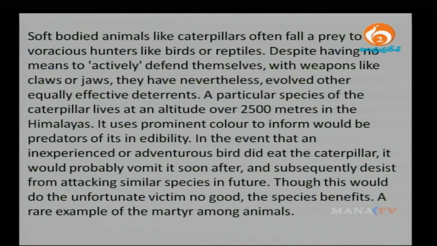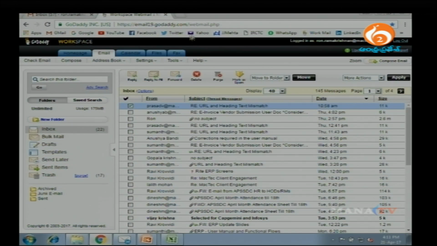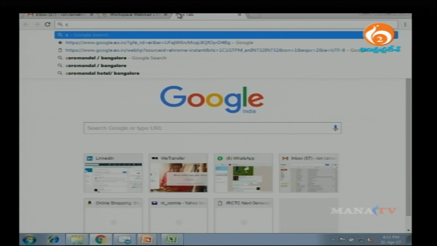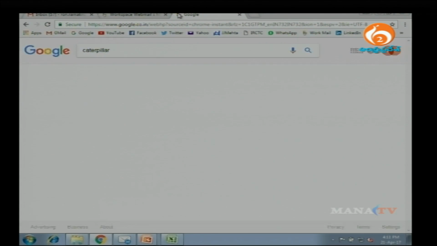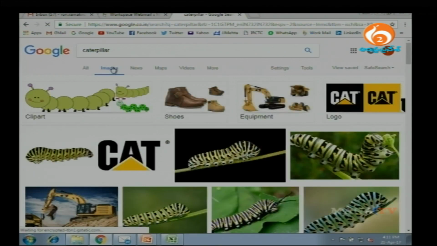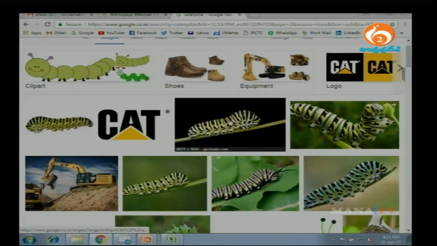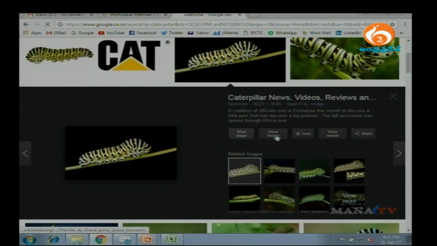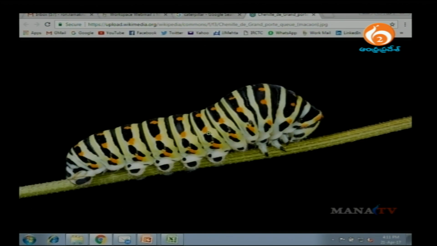Soft-bodied animals like caterpillars often fall a prey to voracious hunters like birds or reptiles. What do we mean by caterpillars? I don't know what you call caterpillar in Telugu. Okay, so this is a caterpillar. You see this? Let me expand it for you. So that's a caterpillar. It's a worm. It becomes a butterfly later, right?